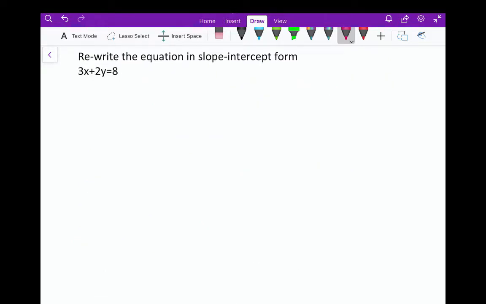Rewrite the equation in slope-intercept form. If you remember, this is standard form. And we used standard form to graph a line using the intercepts by plugging in a 0 for x or a 0 for y to find the x and y intercept.